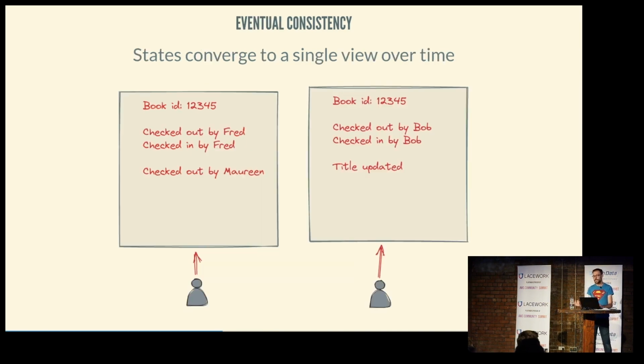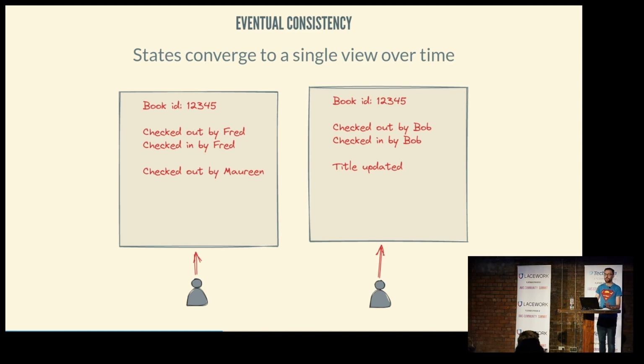If a system is eventually consistent, then processes using the system will eventually agree on the state. But in the meantime, you've got this kind of intermediate state. So here we've got two processes. They both see some subset of those updates. So no one really knows who's got the book checked out.